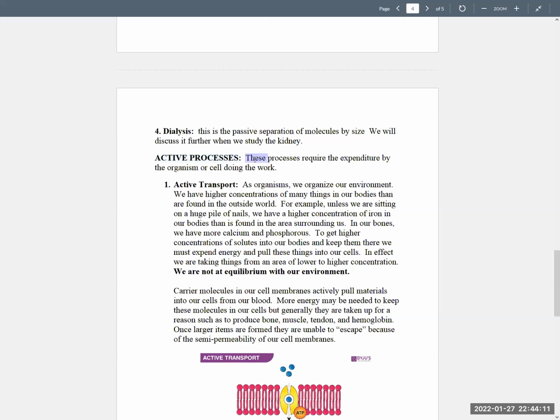I see this sentence doesn't read well. I'm sorry about that. These processes require the expenditure of energy. I'm making a note to myself to correct that.